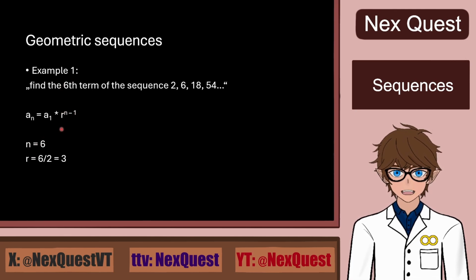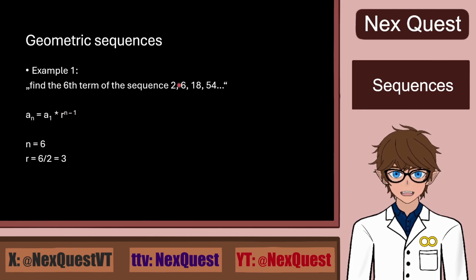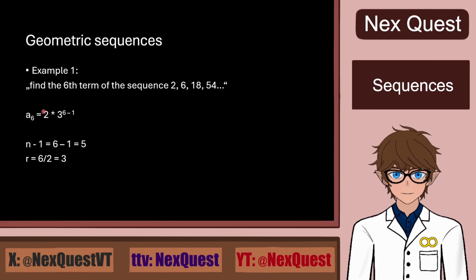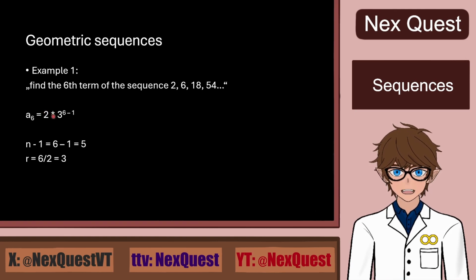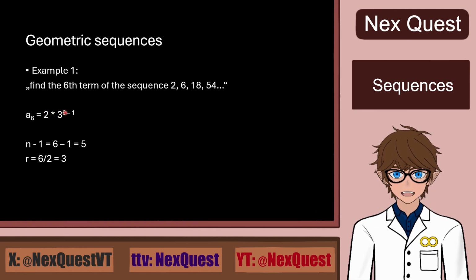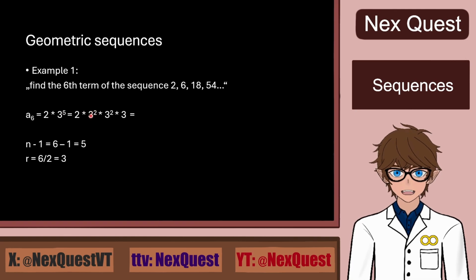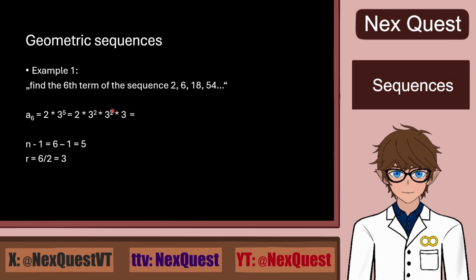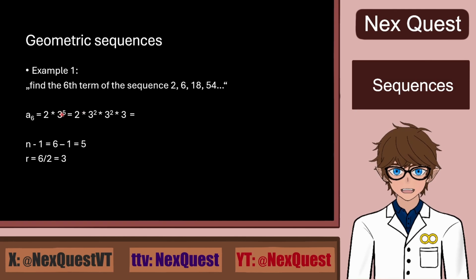n is 6 in this case, r is 6 halves, which is 3. Now n minus 1 is 5, so we will gradually expand this correctly. So we have the first term times the ratio to the power of n minus 1. As you see, I broke the 3 to the power of 5 into 3 to the power of 2 times 3 to the power of 2 times 3, because if you multiply them together, you can add the exponents and get 5.